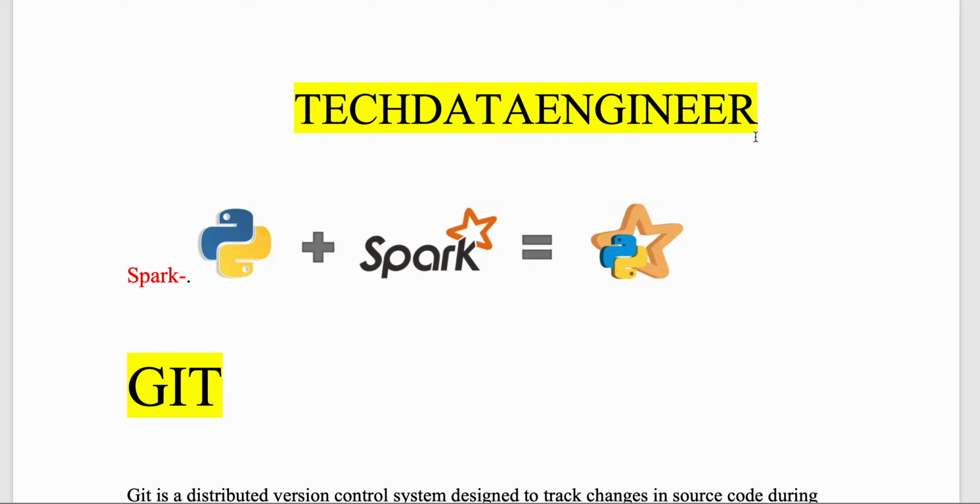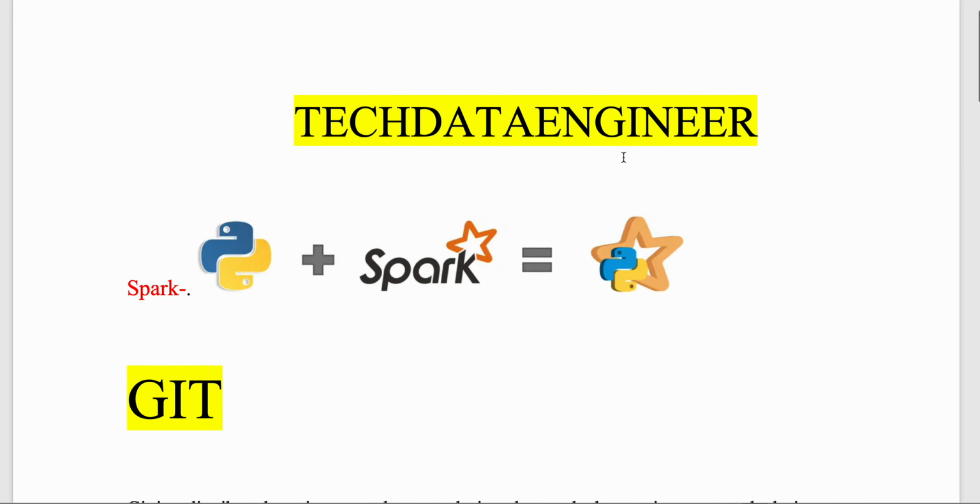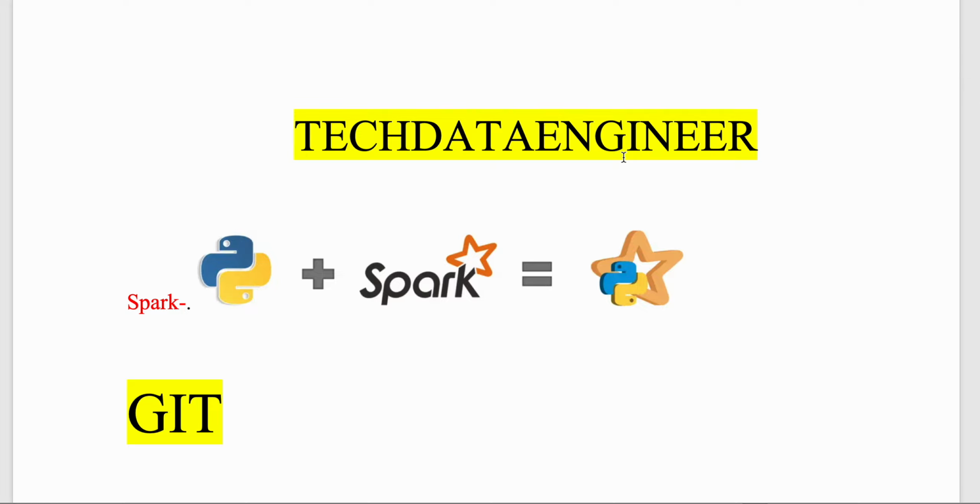So today we will see the version control system Git. Why are we using Git, and there are various commands also. So Git has various commands, we will see that. So Git is basically a distributed version control system designed to track changes in source code during software development.